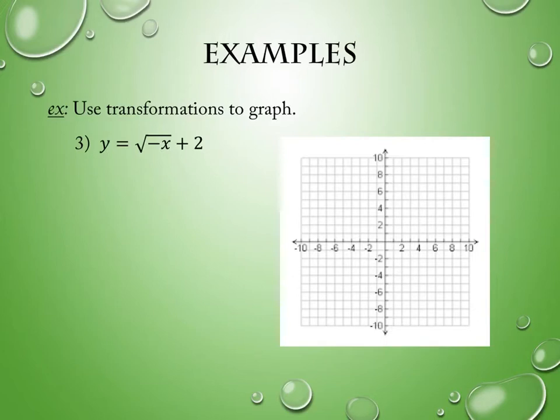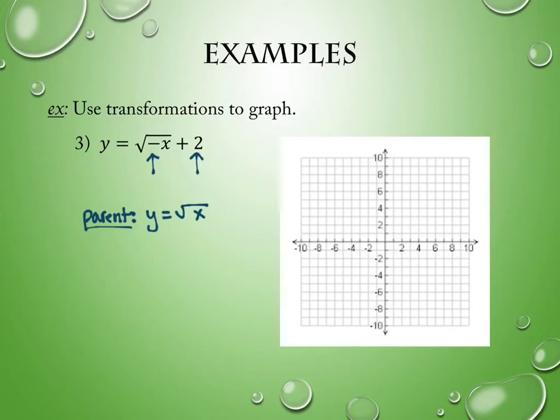All right, so the parent graph here, of course, is my square root of x graph. How many transformations do you see on this one? There are 2. There's a 2 at the end, and there's a negative inside.